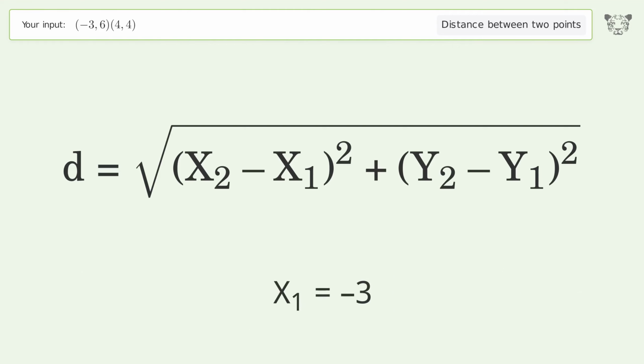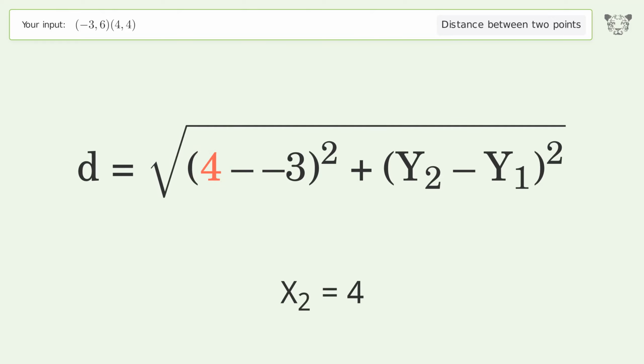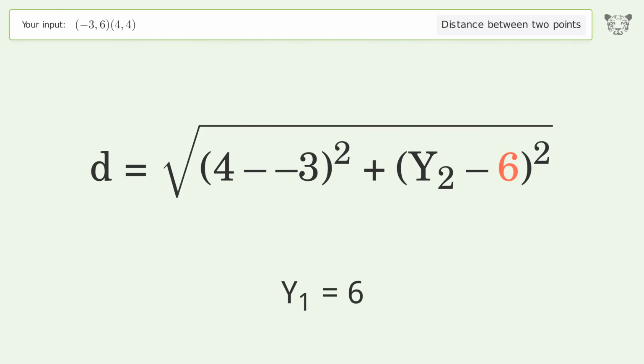x1 equals -3. x2 equals 4. y1 equals 6. y2 equals 4.